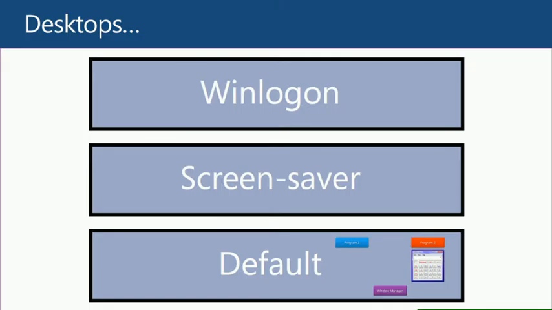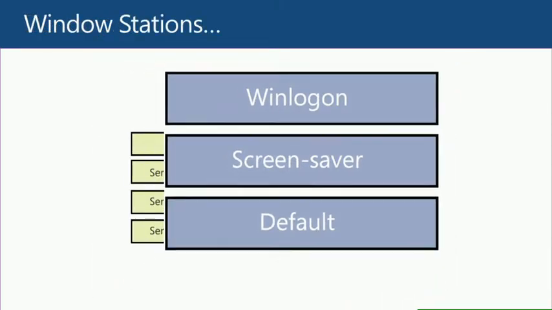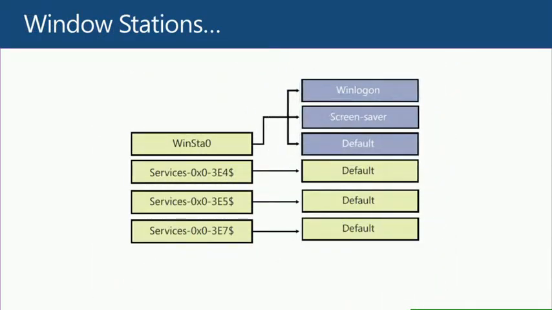So that's desktops. Desktops live within a construct known as window stations. Now, a window station obviously has one or more desktops, and it also has a clipboard. So the clipboard is global to all the desktops within that window station. So anything that you put on the clipboard in the default desktop is visible to applications running on the screensaver desktop or the other desktops or the Winlogon desktop.